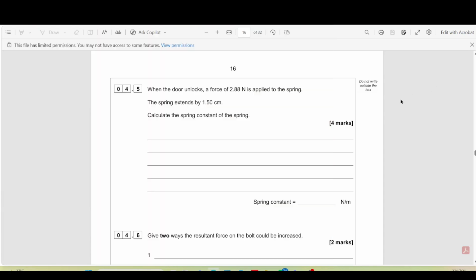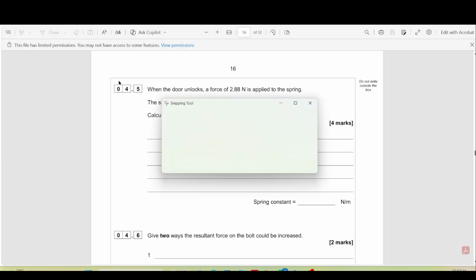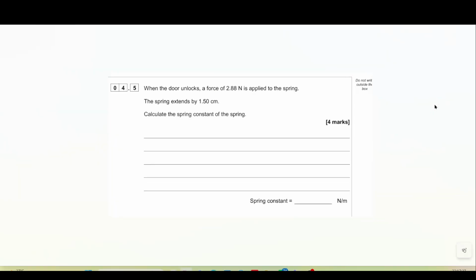When the door unlocks, a force of 2.88 newtons is applied to the spring. The spring extends by 1.5 centimeters. Calculate the spring constant. They give the extension and force. Force and extension are given. We have to find the constant.